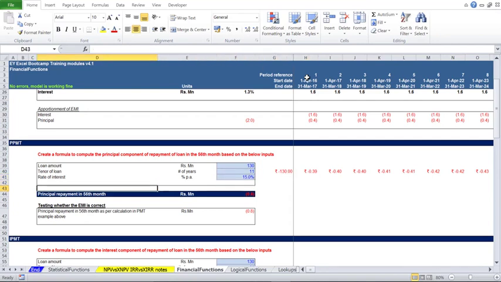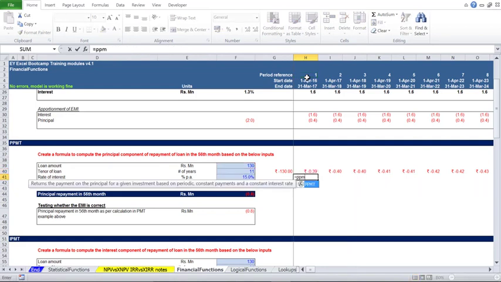In the example before us, the example asks us to create a formula to compute the principal component of repayment of loan in the 56th month based on the below inputs. Now, as you saw, the formula that we used was is equal to PPMT. The rate was referred to the rate. The period is where we can specify which period we are referring to.